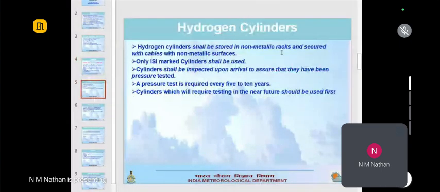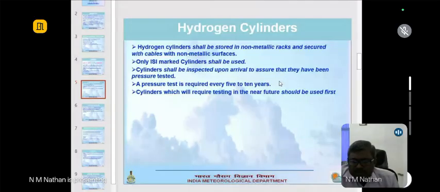Then the cylinder shall be stored in non-metallic racks, but most of the stations are not properly maintaining it. As per the standard, you have to keep the cylinders in non-metallic stands. And all the cylinders should be tied with a cable. Cable means it should be properly earthed. So you have to create a proper earthing pit. Then from the earthing pit onwards, you have to bring out cables to each cylinder, and the cylinder should be connected with that.